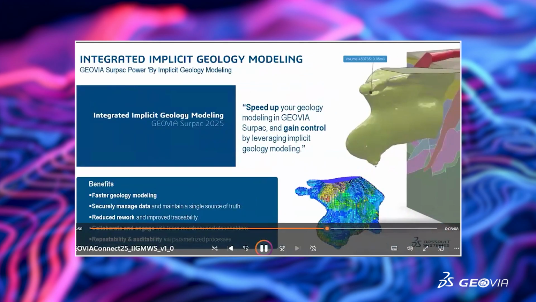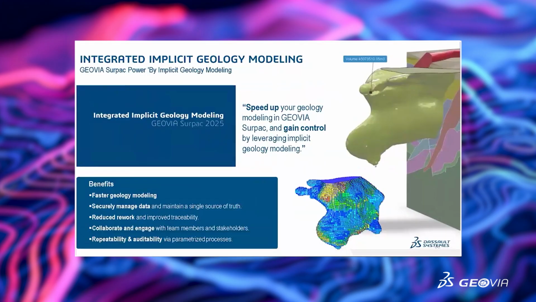So just to recap, the benefits of integrated implicit geology modeling. You can generate geology faster. You can gain more control over your implicit geology modeling processes by incorporating explicit data as and where you choose, whether it's a polygon, a solid, or a surface. Because you're incorporating that within the implicit modeling workflow, it's repeatable, it's traceable, and you can easily update it when you receive new drilling information.